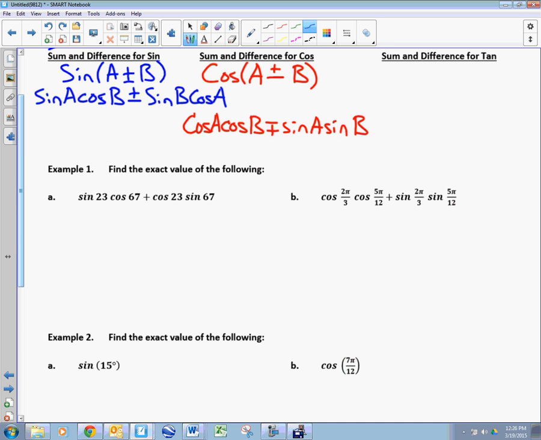All right, let's try to retrieve some previous learning. Do you know the exact value of sine of 23 degrees? No. Do you know the exact value of sine of 30 degrees? Yes. What is it?